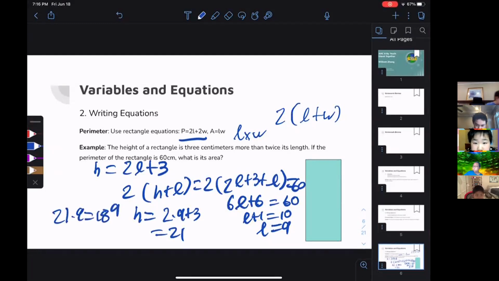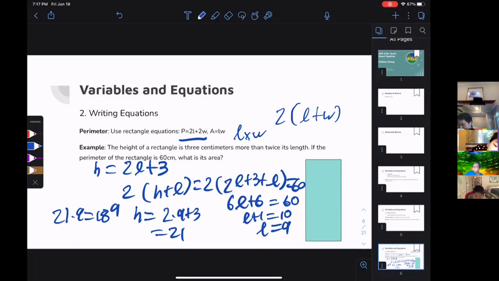And I see someone asking me, can't you just do 60 halves is 30, and then 30 minus 3 is 27, and then you get the width and length from there? And yeah, that's another way of doing it, although it's a bit different, and the way you wrote it doesn't really use variables that much, which was what I was trying to teach about.